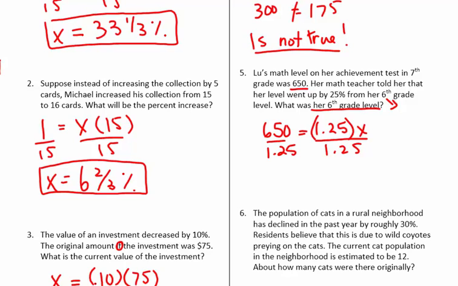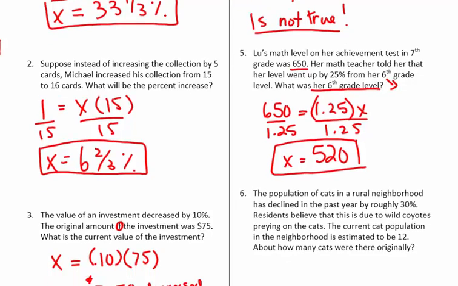Keep in mind her score last year was lower. So when you set up your equation, if you get an answer that's bigger, hopefully you realize it's set up wrong. So her score last year was 520, which represents 25% less than what she got this year.